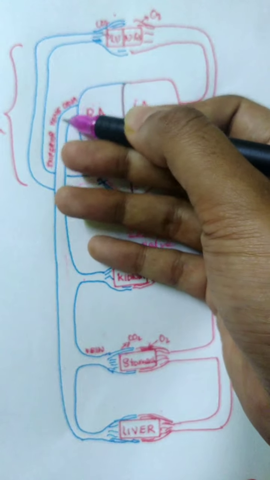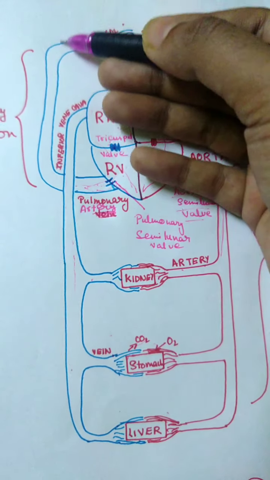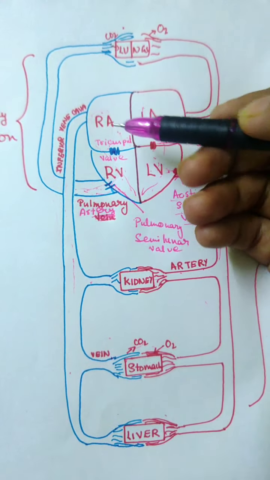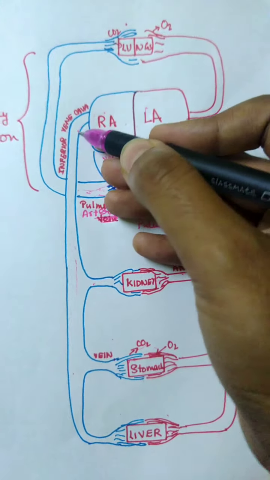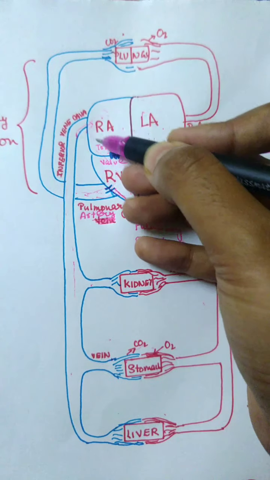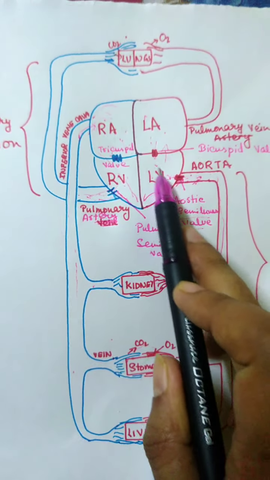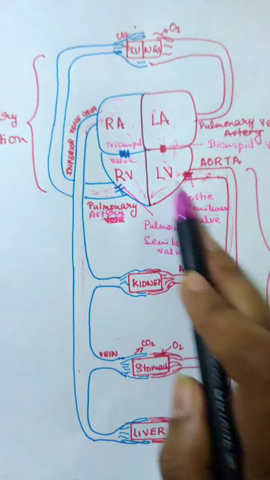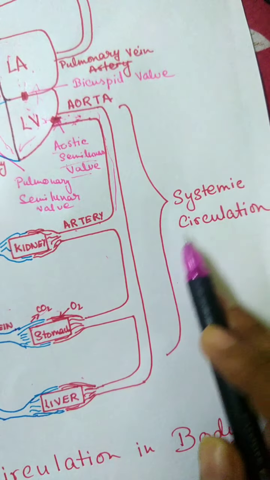This is the inferior vena cava as it comes down from the lower part of the body. Another vena cava will come down from the brain and the upper part of the body, and they contain deoxygenated blood which is poured into the right atrium. So the circulation that starts with the left ventricle and ends in the right atrium after traveling through the body is known as systemic circulation.